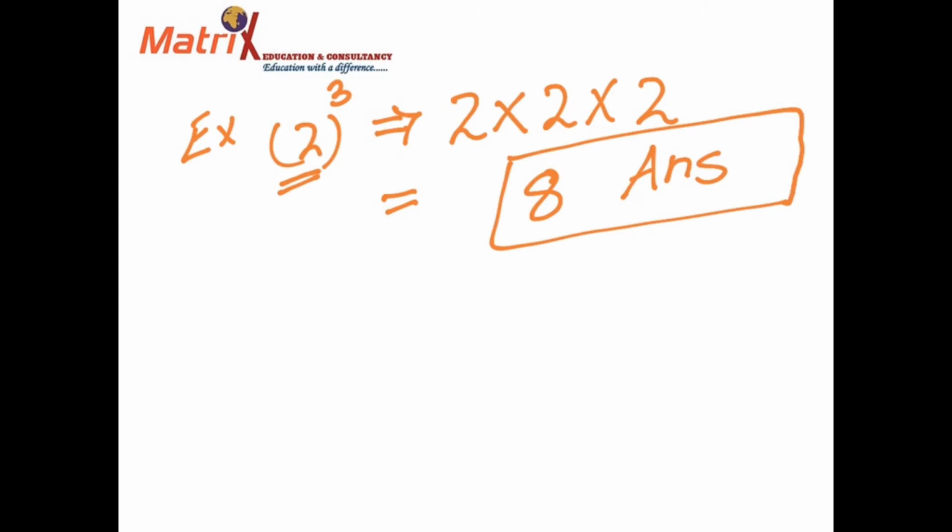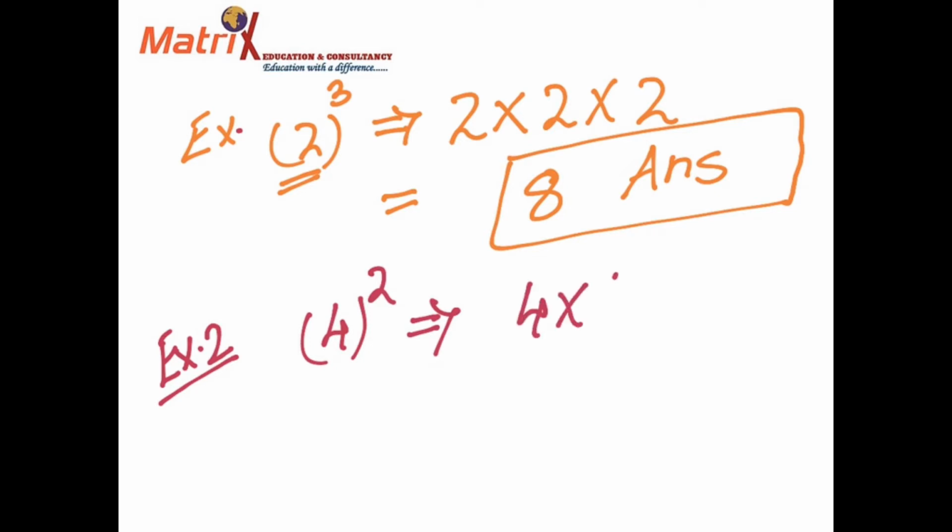Let's take another example. I have 4 raised to the power of 2, which we write as 4 times 4, and that gives me 16, and that's my answer.